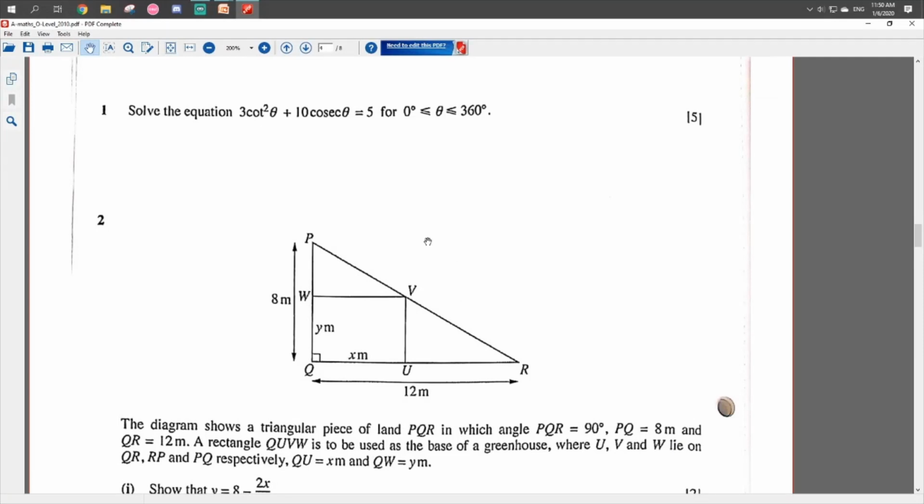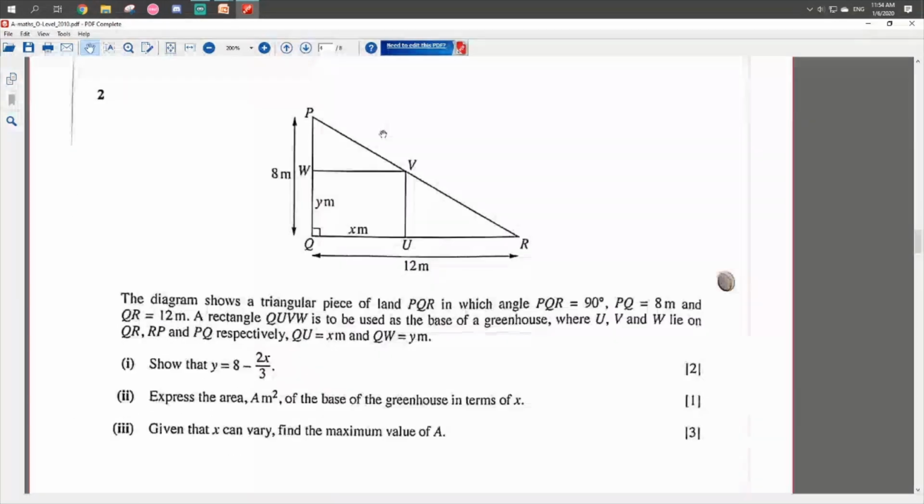Okay, question 2. The diagram shows a triangular piece of land PQR in which angle PQR equals 90 degrees, PQ equals 8 meters, and QR equals 12 meters. A rectangle QUVW is to be used as the base of a greenhouse where U, V, and W lie on QR, RP, and PQ respectively. QU is equal to x meters and QW is equal to y meters. First part, show that y equals 8 minus 2x over 3.